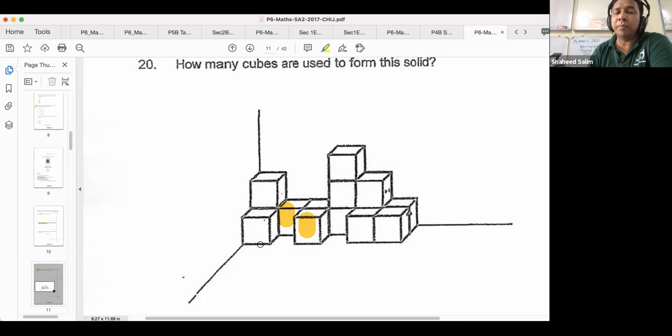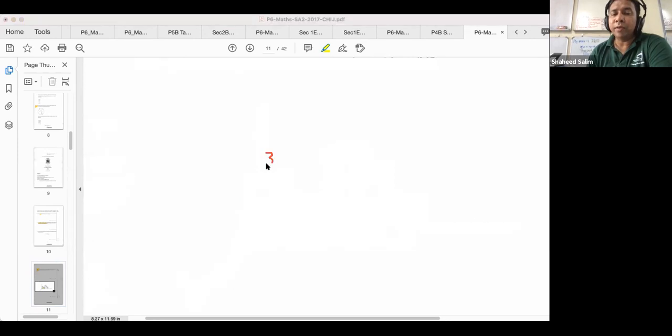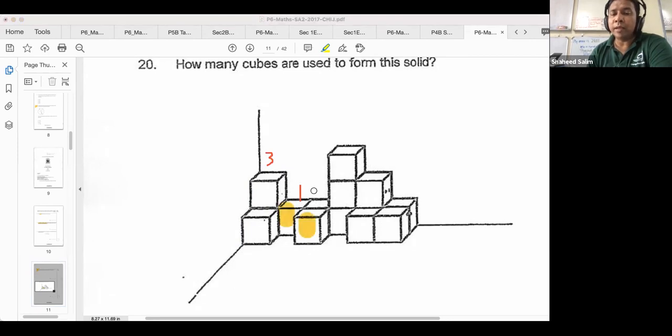This first row now, how many are there? Say first row there must be 3 cubes, right? 1, 2, and the back 3. The next one is 1. The next one is 2. The next one is 3. The next one 1, 2, and 3 behind. And this one is 2. Add together lah. 1, 2, 2 plus 3, 5 plus 3, 8 plus 2, 10 plus 1, 11 plus 3, 14.